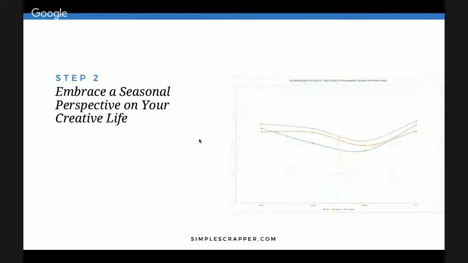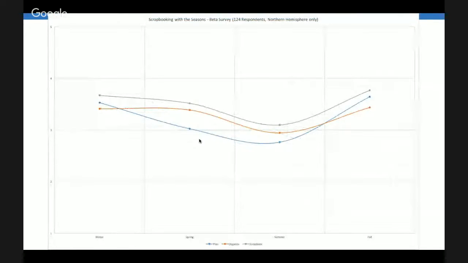So one of the reasons I'm focusing so much on the seasonal perspective is that a few months ago, I actually started a little bit of a research study. I did a beta test of 124 respondents, and I chose to look at Northern Hemisphere individuals only, so that I knew we were talking about the same seasons. And I'll blow this up for you. What I did is I asked for each season, winter, spring, summer, and fall, can you rate your enthusiasm for planning, organizing, and scrapbooking?